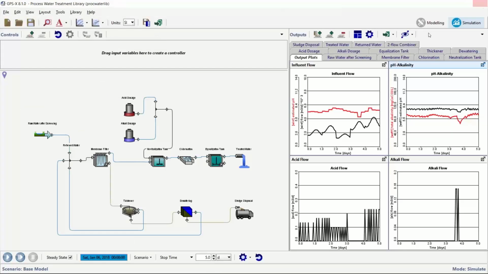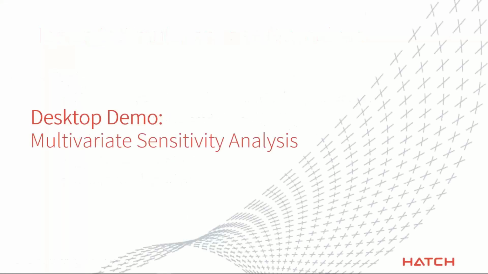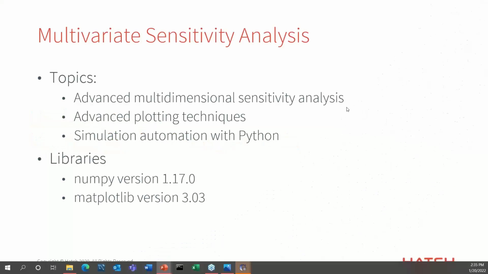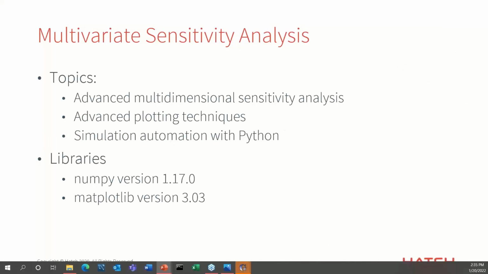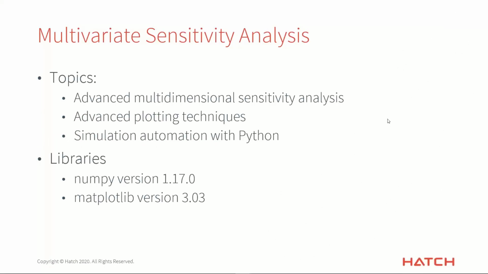Okay, let's go back to the slides for a bit now, and we'll talk about what our next demonstration is going to be. So now we're interested in looking at a multivariate sensitivity analysis. Currently, there's the ability to do sensitivity analysis in GPSX, but you're limited to just two variables: your one manipulated variable and your one variable that you're seeing how it is impacted by the manipulated variable. Through the use of Python, we can do more complex multi-dimensional sensitivity analysis.